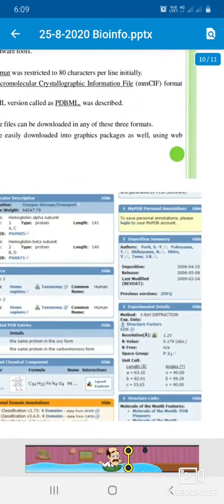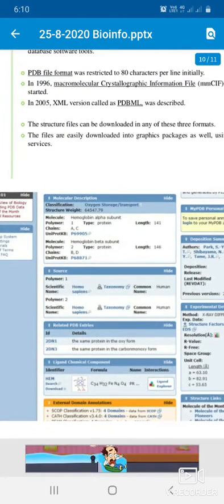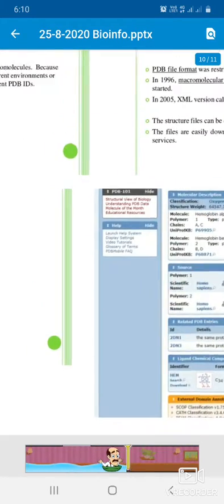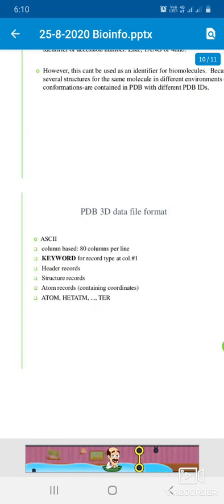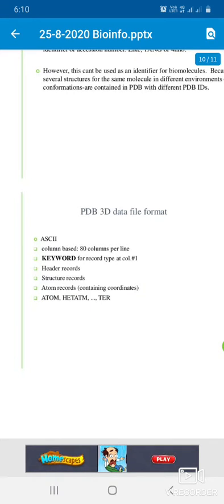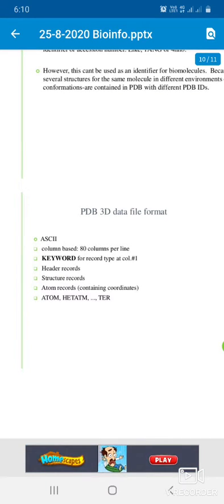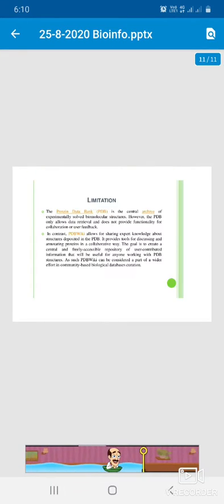Okay, these are all for retrieving the data. The characteristics of the microorganisms and microbes will be displayed. Every detail will be present on the official website. Also the PDB 3D data file format is ASCII characters, converted into column-based 80-column sizes. This is the PDB worksheet. The keyword, the record type, is in column 1: header record, structure record, atom record, etc. These are all on the official website of the PDB.